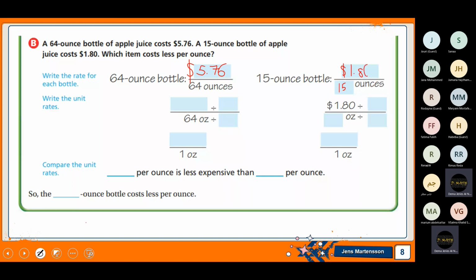So the first one, its cost is $1.80, but its volume or weight is 15 ounces. The second one is $5.76, but it was 64 ounces. So which one do you prefer to buy? Which one is the least expensive that you can buy? How do you know that?